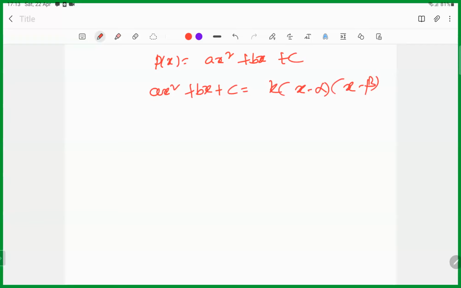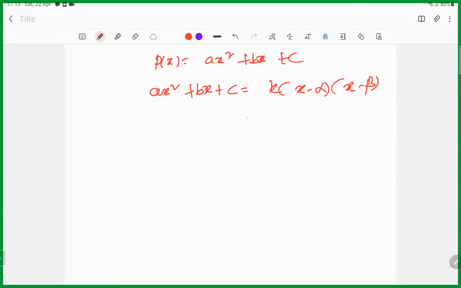Let's say p of x equal to ax square plus bx plus c, a quadratic. Now we are expressing ax square plus bx plus c as k into x minus alpha, x minus beta. Alpha can be minus or plus, no issue. That's a good question. So x minus alpha into x minus beta.